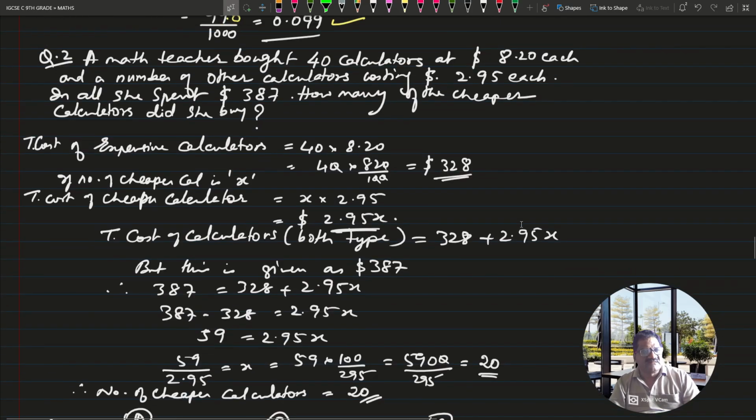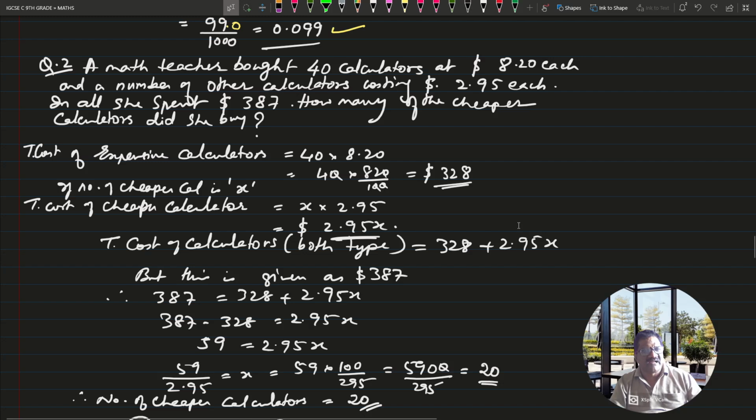A math teacher bought 40 calculators at $8.20 each, and a number of other calculators costing around $2.95 each. In all, she spent around $387. How many of the cheaper calculators did she buy? So this is a question where the numbers involved are given in decimal form. It's a simple, straightforward question where you have to tell how many of the cheaper calculators the teacher bought. Let us see how I have worked it out.